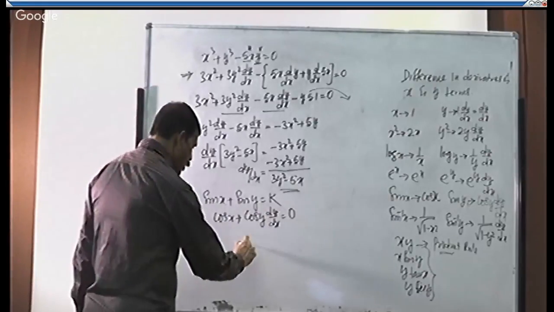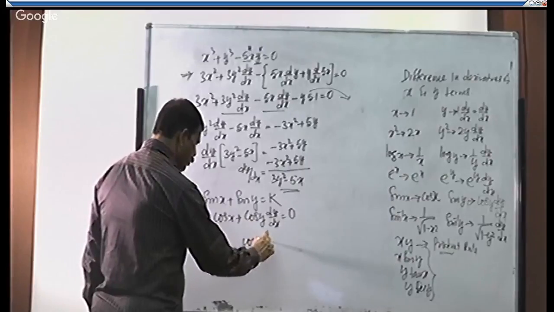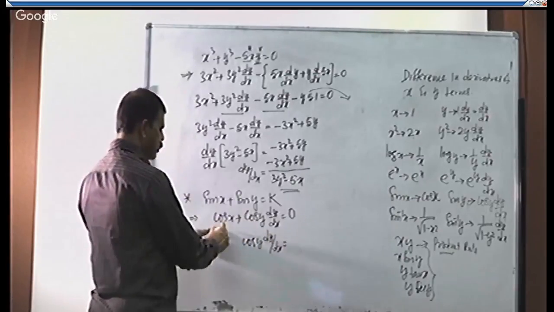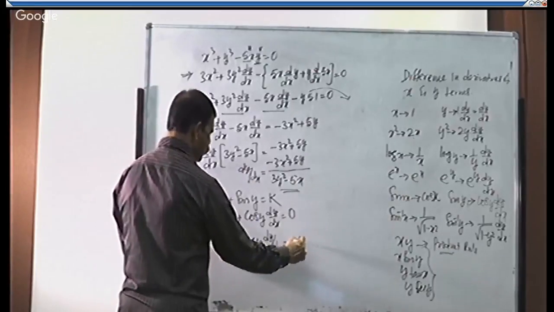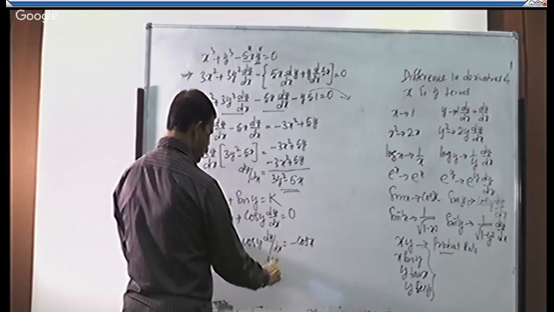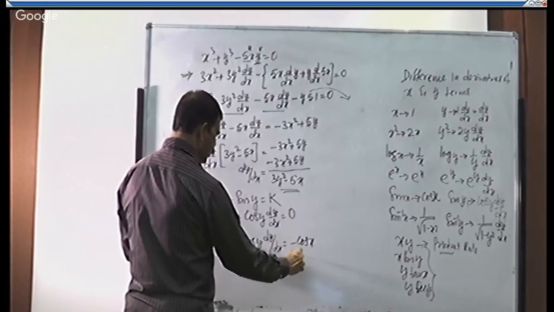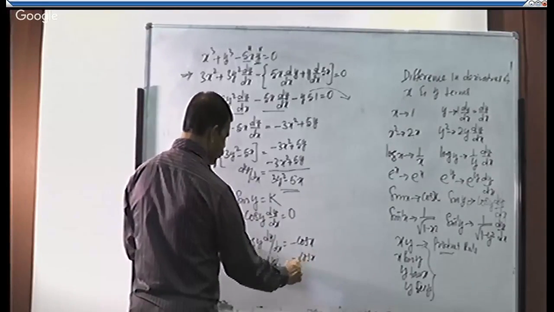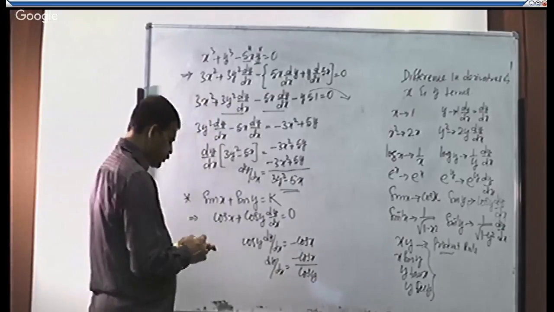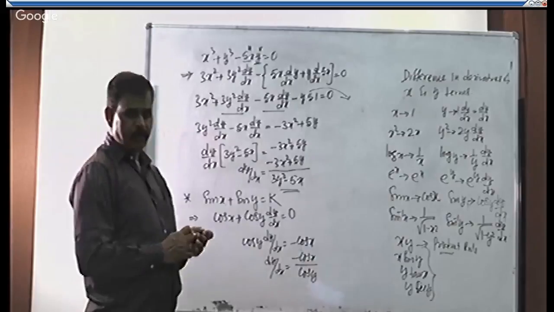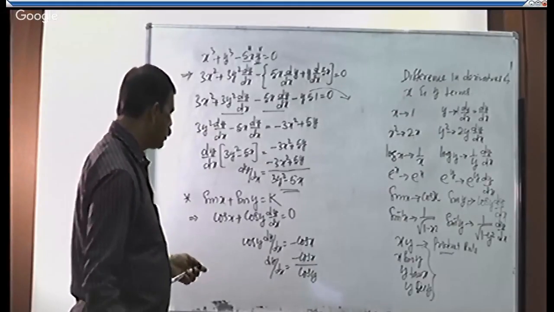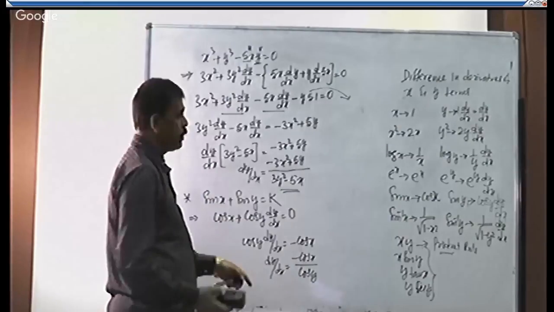Right? Keep the dy by dx term at the left side and take the other to the right side. It becomes what? Minus cos x. Finally, dy by dx becomes what? Minus cos x divided by cos of y. They are different. Cos x is different from cos y. They cannot be cancelled. Keep it as it is.